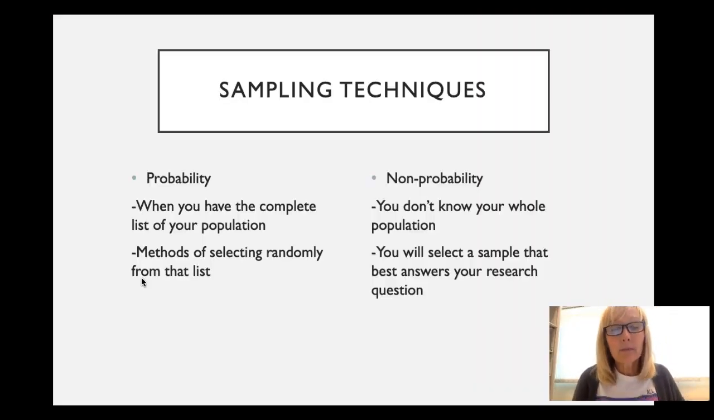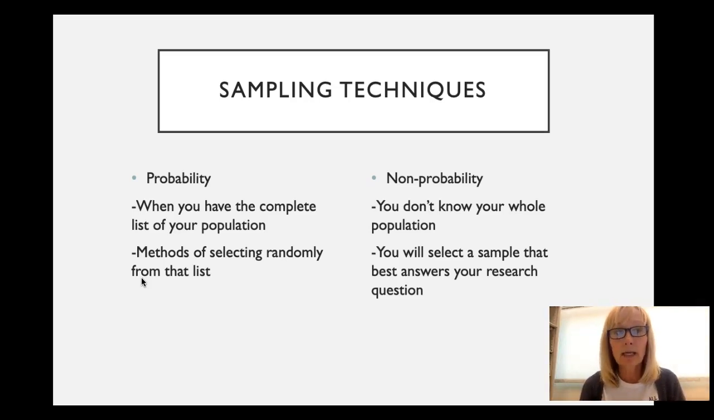So there's different sampling techniques. So how do we choose who is going to complete our study then? Who are the people that are going to be representing our population? There's probability and non-probability sampling techniques, and this is covered in your textbook starting on page 142. So probability sampling is only when you have a complete list of the entire population.